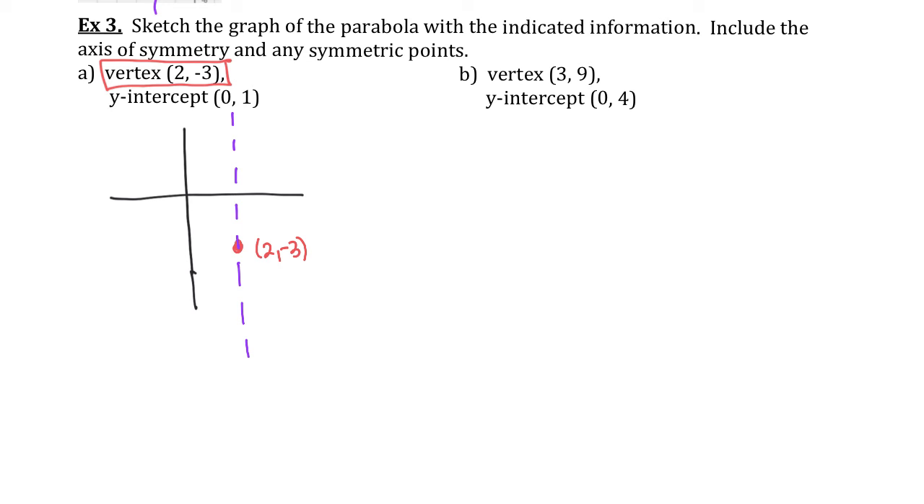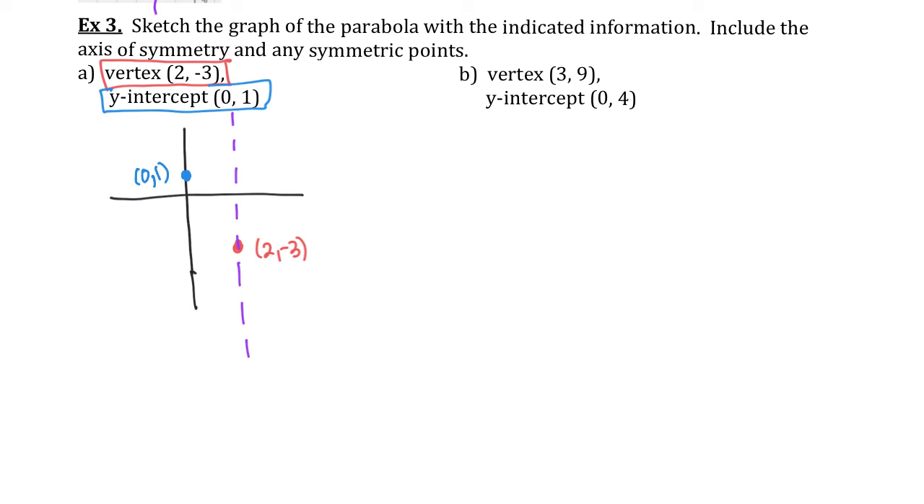Okay, now the last piece of information they give me is the y-intercept is (0, 1). So on the y-axis, I'm going to plot the point (0, 1), and it is on the y-axis. I'm just estimating about where it is. Because it's not an accurate graph, I need to label the point.